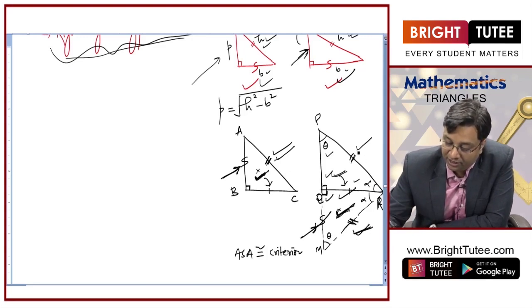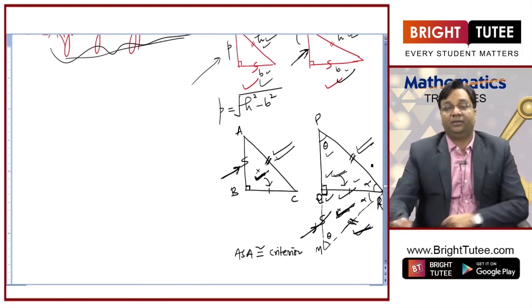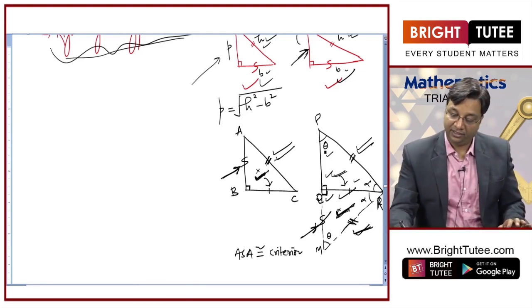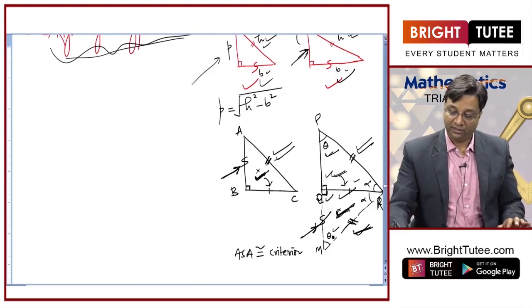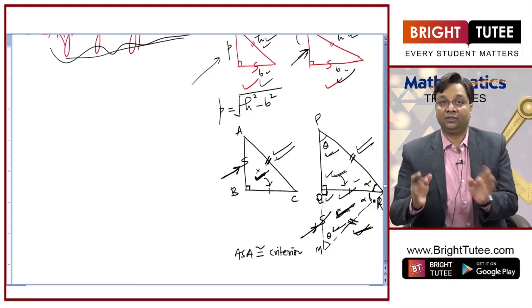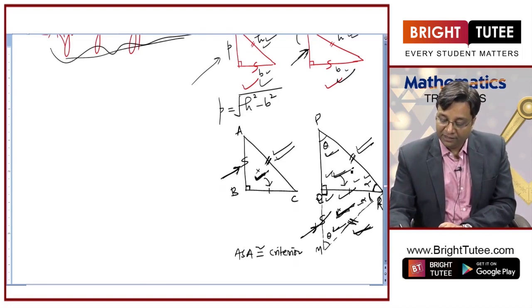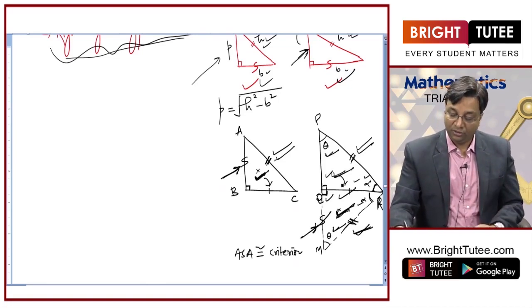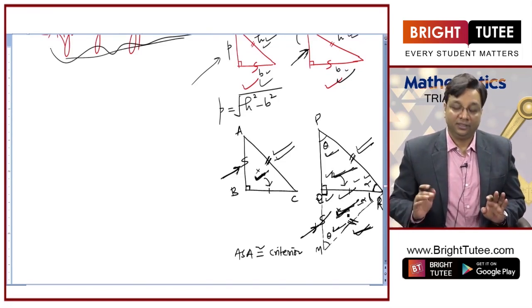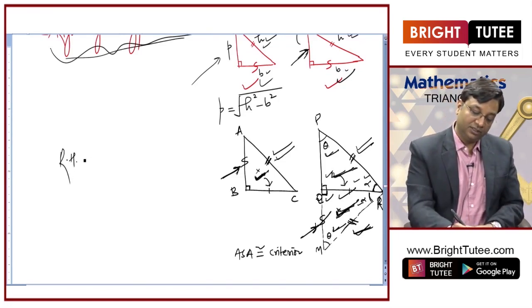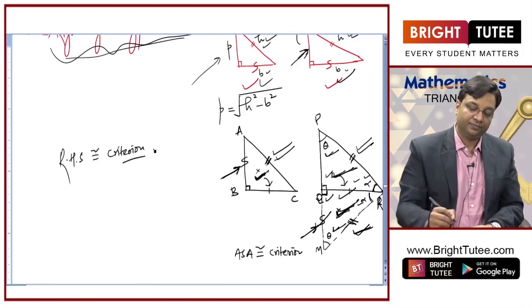So if these two sides are equal, this became an isosceles triangle, and the base angles of an isosceles triangle are equal. So theta and this theta. Third angle, when two angles of two triangles are equal, the third angle has to be equal. So this angle is alpha, this angle is alpha. Now you can clearly see by angle side angle congruency rule, you can say that these two triangles are congruent. Hence the RHS congruence criteria is proved.